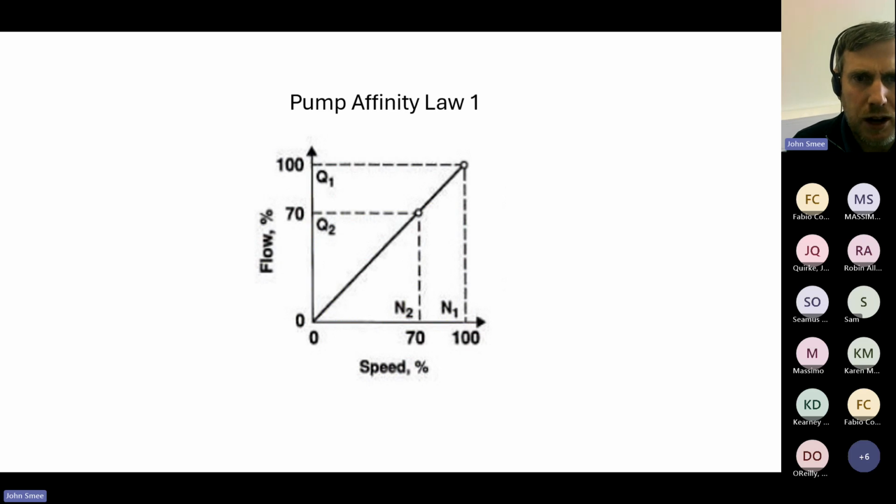If we look at how that's graphed, there's our affinity law number one: a directly proportional, linear, straight-line relationship. Our input into this system is our speed, and the output we're interested in is our flow. We know that if we reduce our speed from 100% of the design speed of the pump down to 70%, our flow rate is going to correspondingly reduce from 100% to 70%. It is a directly proportional relationship, a straight line on the graph.